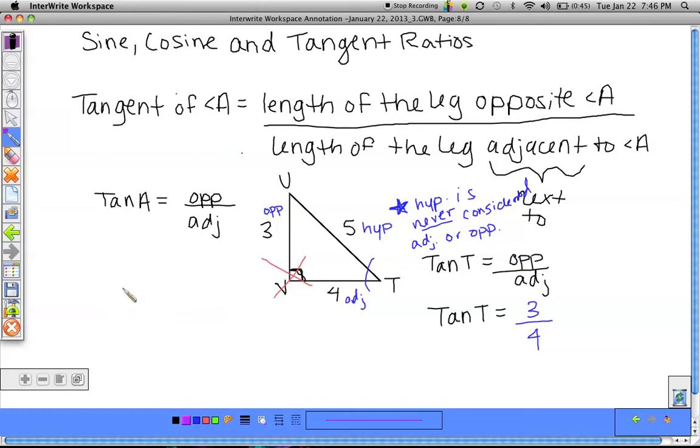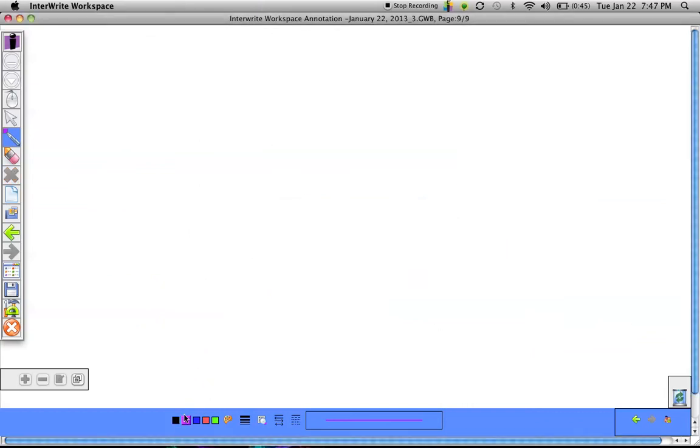The next one we can do is the tangent of u. So the tangent of u, we know again, will be opposite over adjacent. So we go ahead and look at angle u. Now the sides are not going to be the same. 4 is opposite to u, and 3 is adjacent. 5 is still the hypotenuse. So now we know that we're looking at 4 over 3 as a ratio for our tangent of u. So hopefully that makes sense.